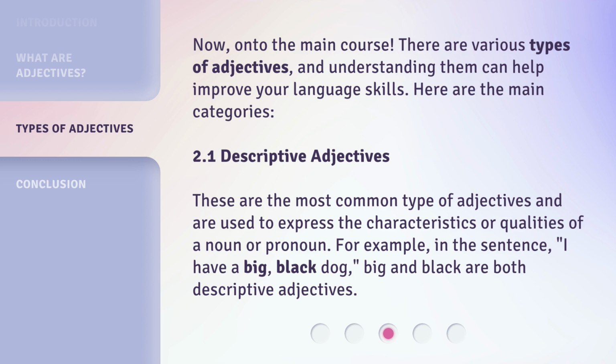2.1 Descriptive adjectives. These are the most common type of adjectives and are used to express the characteristics or qualities of a noun or pronoun. For example, in the sentence, I have a big, black dog. Big and black are both descriptive adjectives.